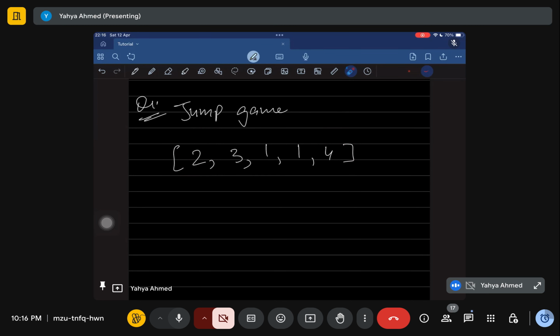Now the way you jump in this game is basically the index that you're standing on allows you to make at max this many jumps, so the value of the index that you're on. So if I'm on a 2, then I can make either a +1 or +2 jump, right? And then I can go over here or over here. Then wherever I'm standing, from there I can make that many jumps.